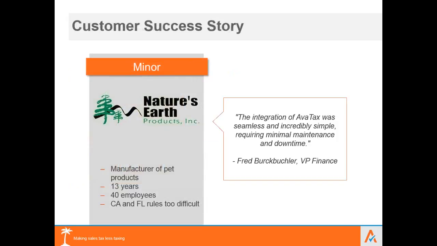All right, and one more success story, Nature's Earth Products. They've been in business for 13 years, have 40 employees, and, very commonly, found that California and Florida tax rules are too difficult to keep up with. The integration of AvaTax was seamless and incredibly simple, requiring minimal maintenance and downtime. So just like Nature's Earth Products, many of our customers have too much information to keep up with. The changes happen too quickly and too often, and there's no way to stay ahead of it. So they'd rather automate and have Avalara do it for them.